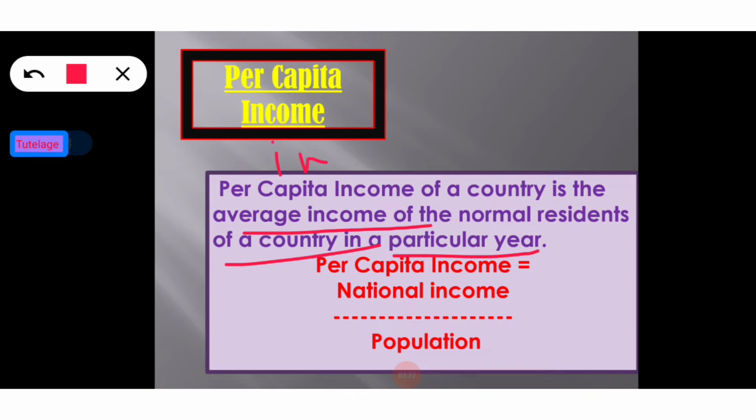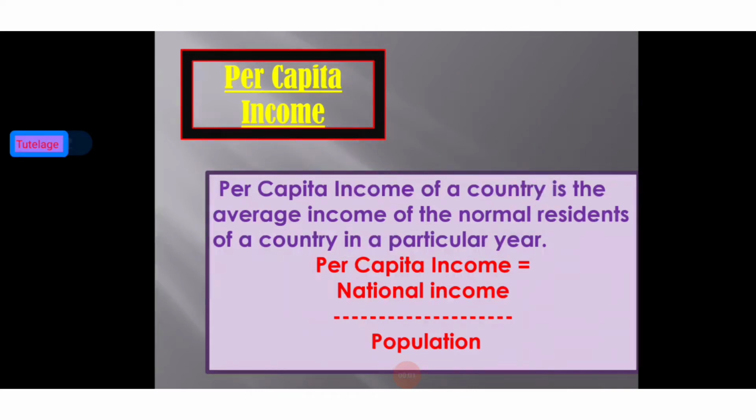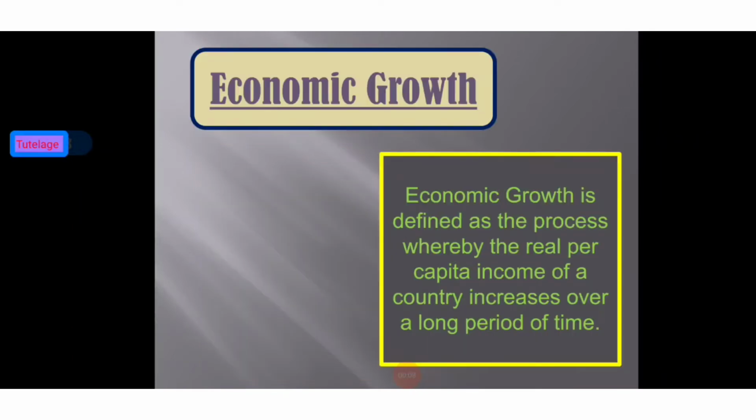So per capita income implies income per head of population. I think the concept of per capita income is clear. Now let's move on to the previous topic, that is economic growth. So what is the main thing about economic growth?